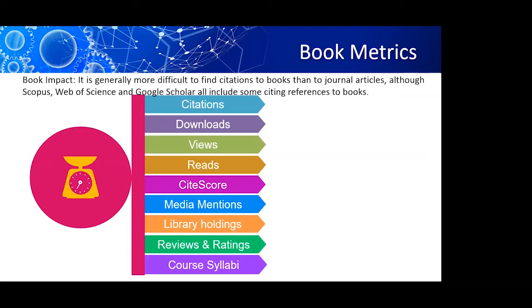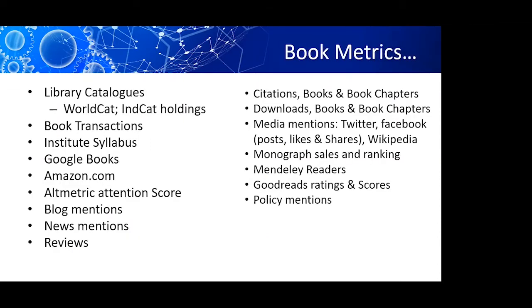But the citations for books you can find on Scopus, Web of Science, and Google Scholar, and all these include some citing references to books. Here, the important major metrics which I'm going to discuss are the citations, downloads, views, reads, CiteScore, media mentions, library holdings, reviews and ratings, course syllabuses. These are major and important metrics for evaluating any book. There are several other metrics which we can use to see the performance or effect of the book.